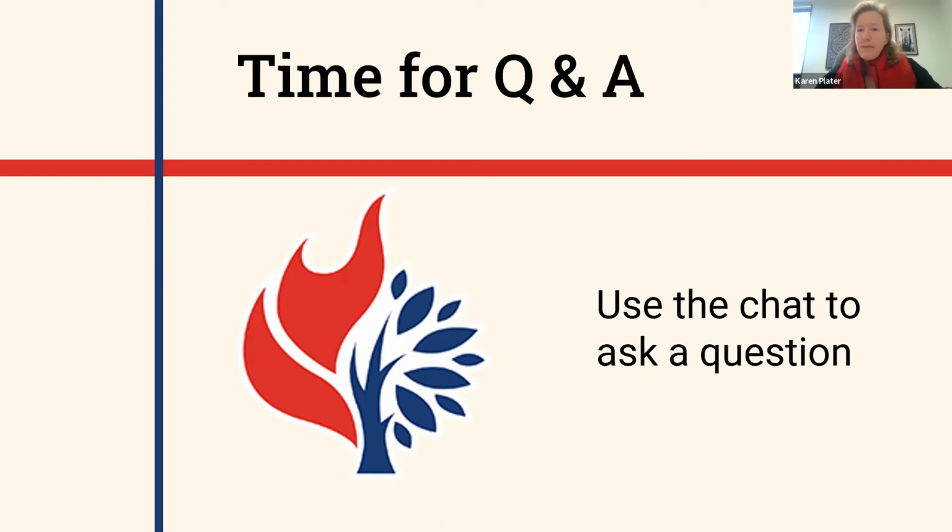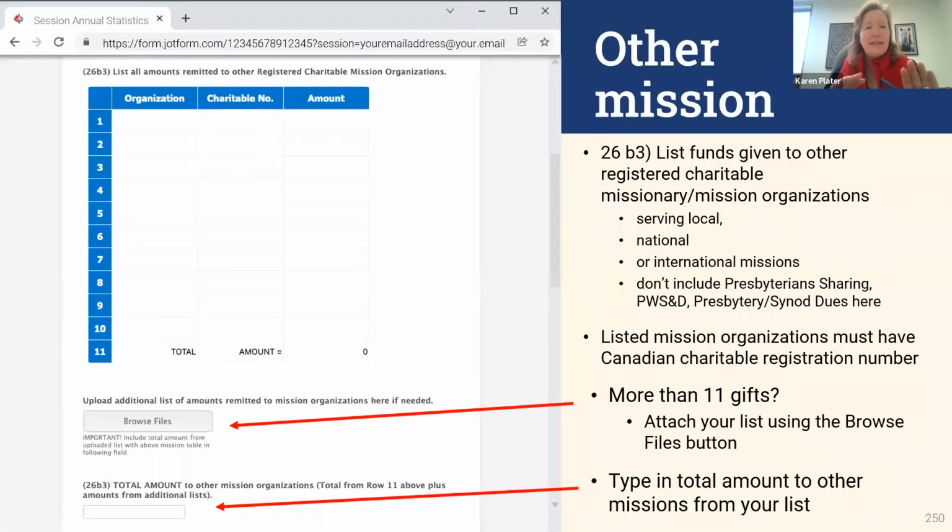Okay, where does the PWS&D expense go? PWS&D doesn't go with Presbyterian sharing, it goes under other mission to the PCC. So Presbyterian sharing is distinct, and then there are PWS&D and all other gifts. Sometimes it's PWS&D, sometimes it's international ministries, Canadian ministries. If you read the guide, it's really clear.